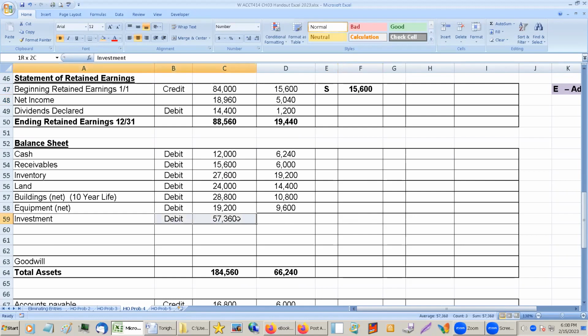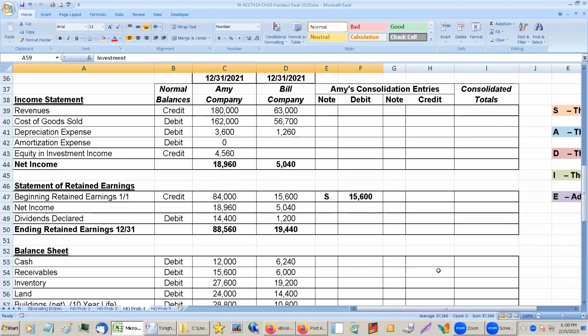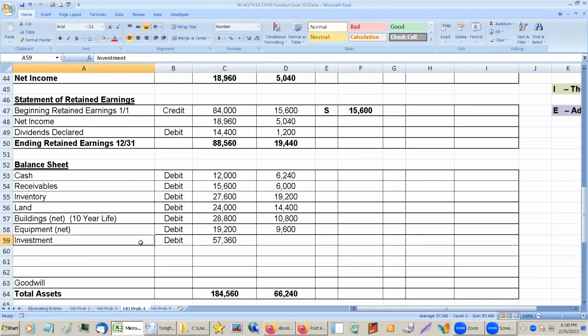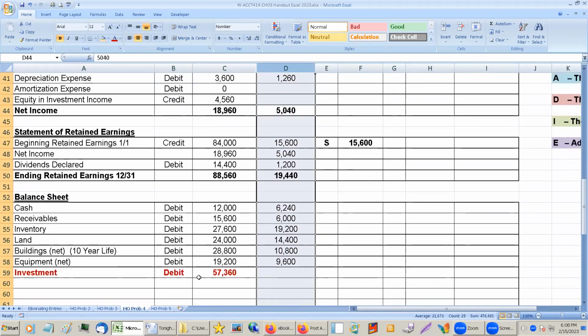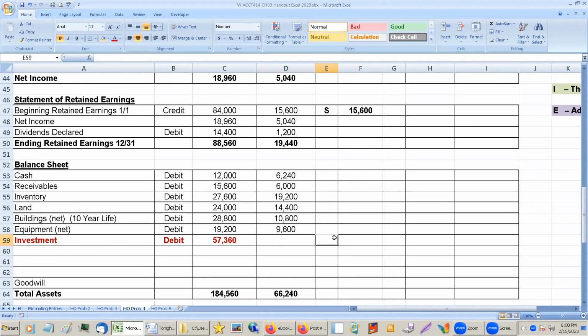And so this investment, this is the problem. It's a problem because this investment is basically this entire company. So Bill Company is this 53. So we have to take this out of the books because we'd be counting Bill twice.